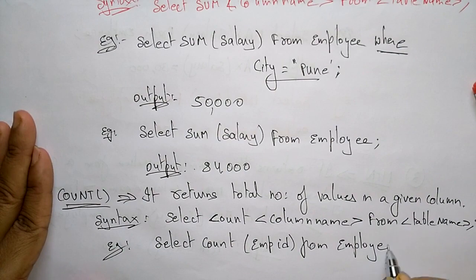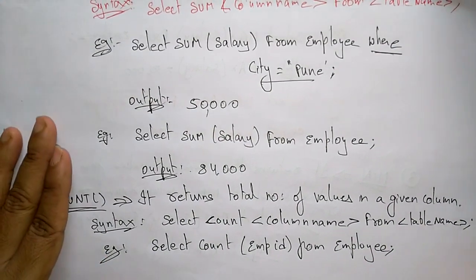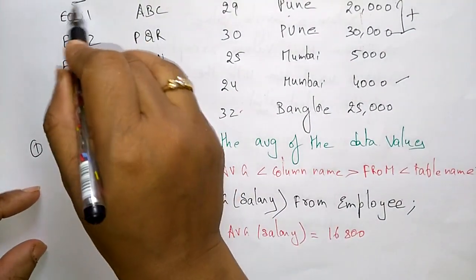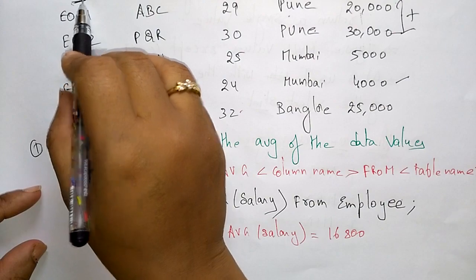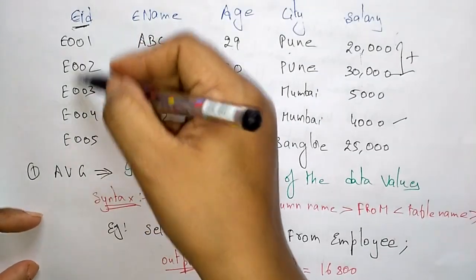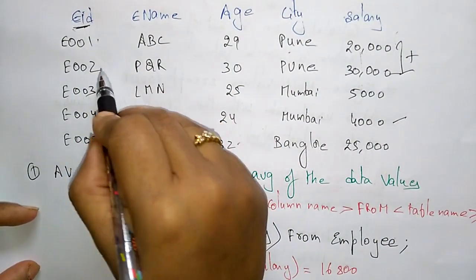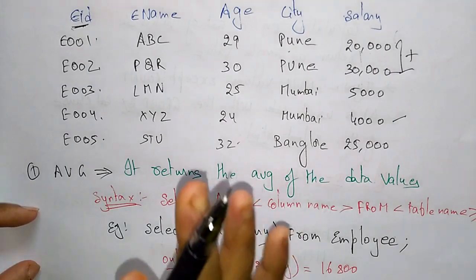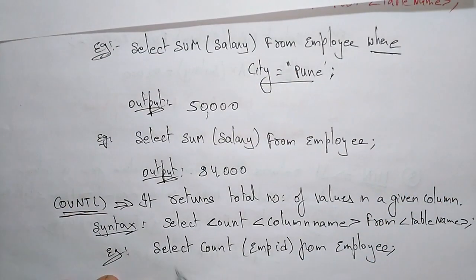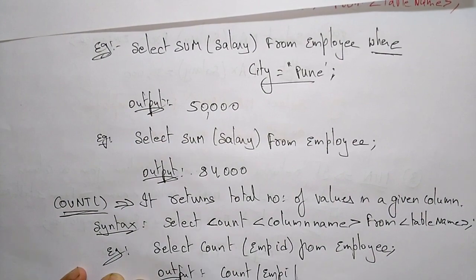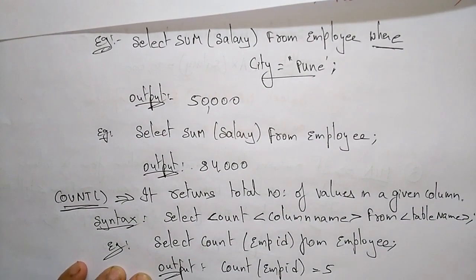So from the employee table, I have to calculate the total number of values in the employee ID column. How many values are present in the employee ID? 1, 2, 3, 4, 5. So a total of 5 employee IDs are there. So the output for this is count employee ID is equal to 5. So the output for this aggregate function is 5.